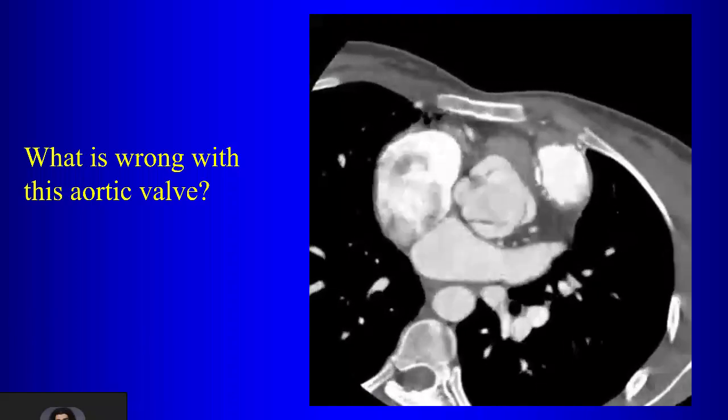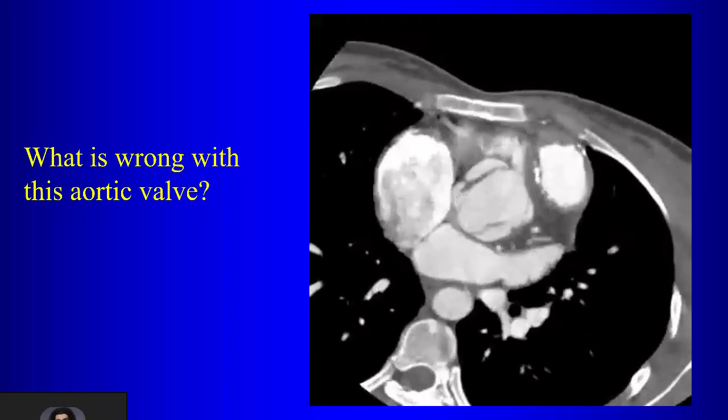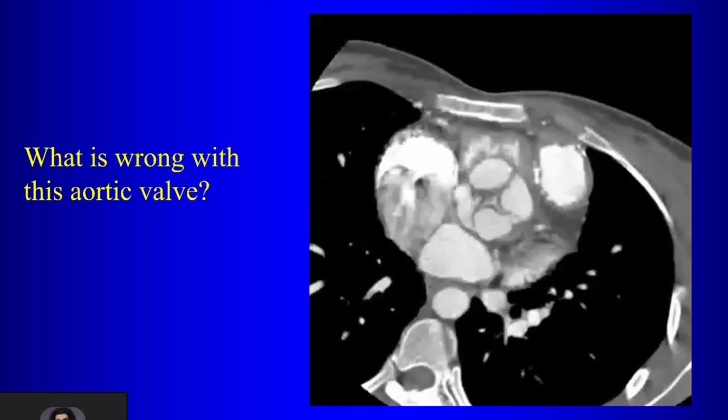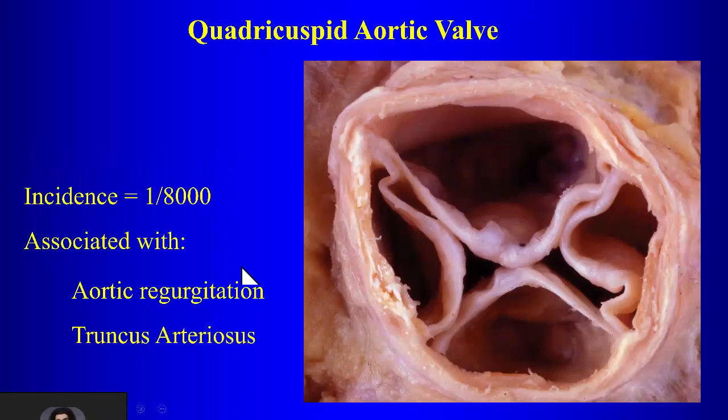What congenital heart disease is quadricuspid aortic valve associated with? Truncus arteriosus, yes. So it can occur isolated, right? But as far as congenital heart diseases, this can be associated with truncus arteriosus. Okay, so four cusps, very rare, 1 in 8,000. They can have aortic regurg and can be associated with truncus arteriosus.